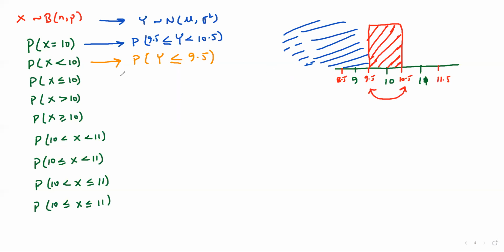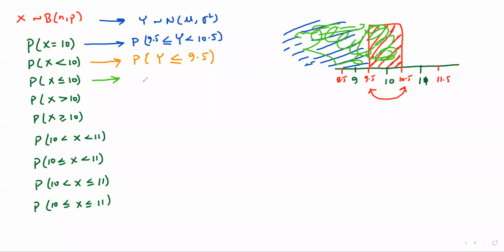Okay, now the next one is when it says it is less than or equal to 10. So this means now 10 is included here. So all this bar is going to be included here as well. So this is going to be before this 10.5.